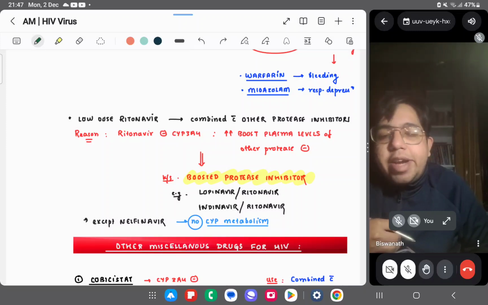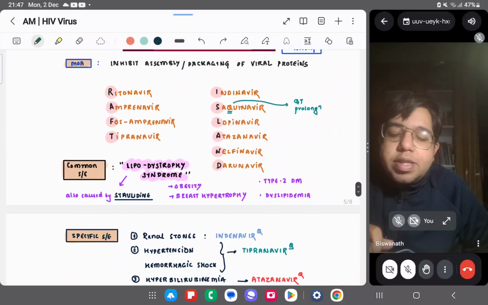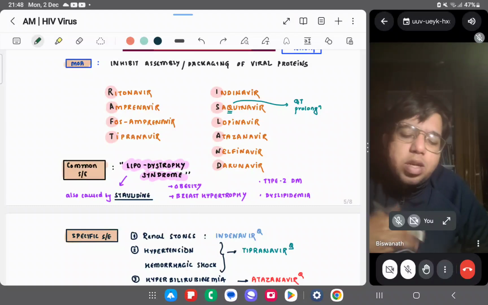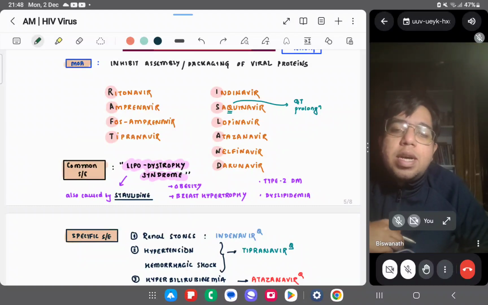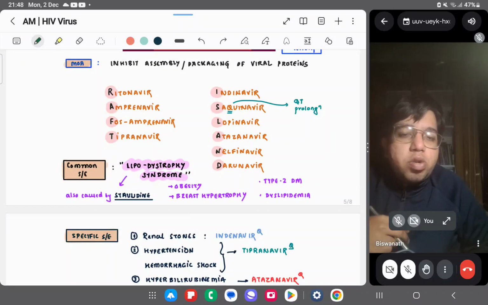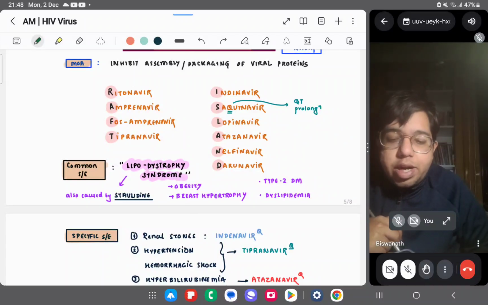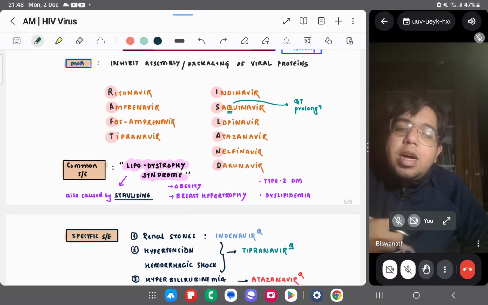Lopinavir-ritonavir can be given. Indinavir-ritonavir can be given. So we talked about all the drugs like ritonavir, amprenavir, fosamprenavir. Amprenavir, fosamprenavir you can skip. No special part. Ritonavir is the maximum CYP inhibitor. You have to remember tipranavir is the HH, hemorrhagic shock and hypertension, right? And Indinavir, I told you, India, renal stones, renal calculi. Saquinavir, Q is the QT prolongation, which means there will be an arrhythmia called torsades de pointes, right?